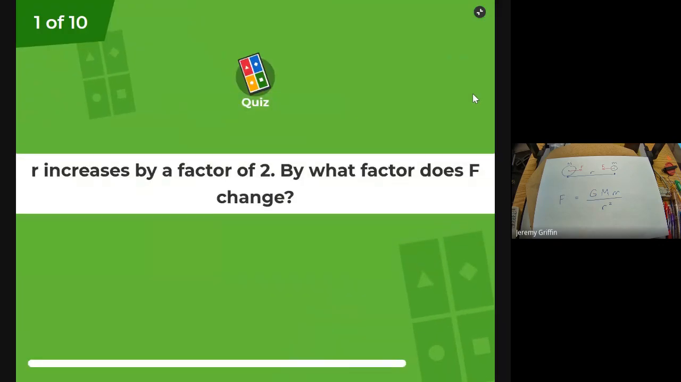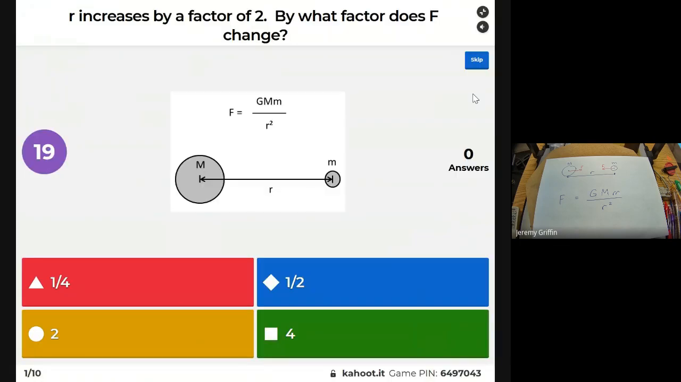Suppose you double the distance between two objects. How does the gravity force change? So if you double the distance, or if you like the candle example, if you double your distance from a candle, what happens to the amount of light that you catch?